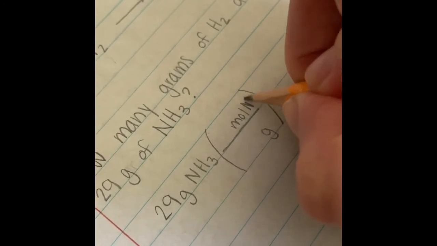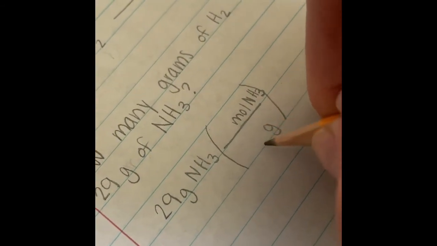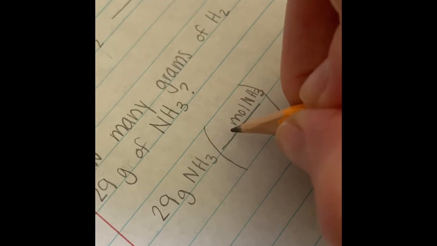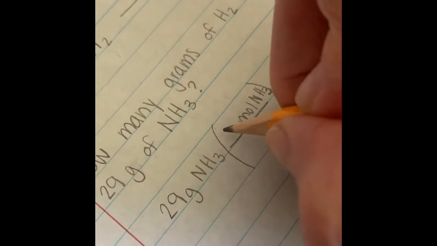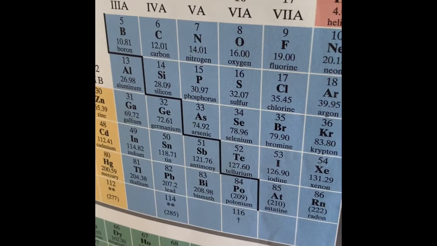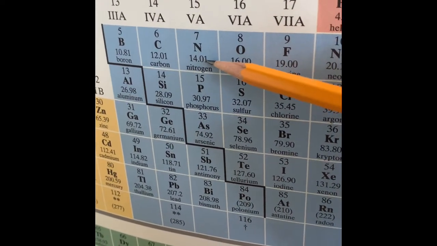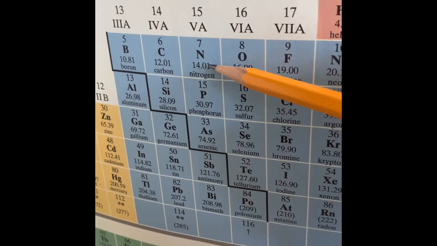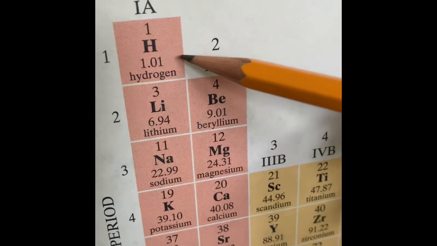I'm going to specify that this is NH3. And I have to think about the numbers here. So if I look at a periodic table, I know that 1 mole of nitrogen is 14 grams, 14.01 grams. And hydrogen, 1 mole is 1 gram. I'm just going to round that to 1 gram.